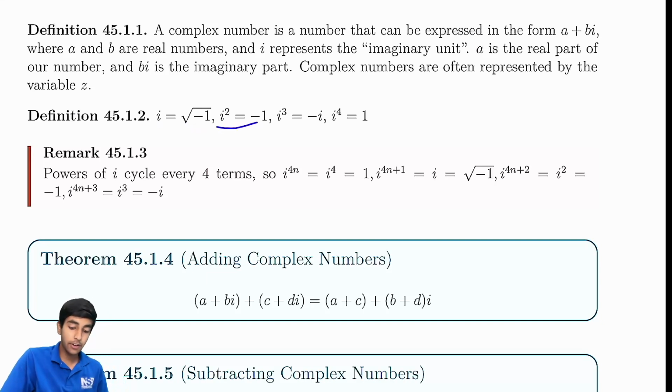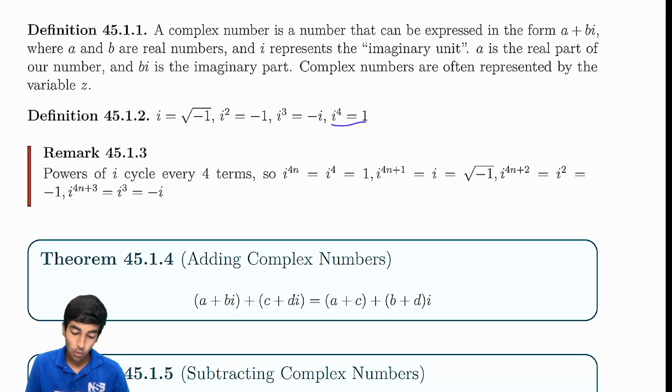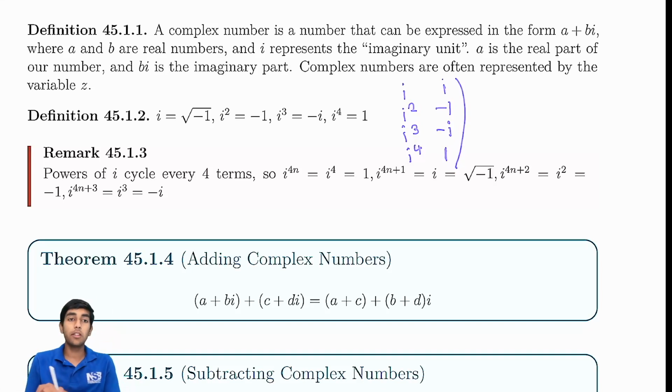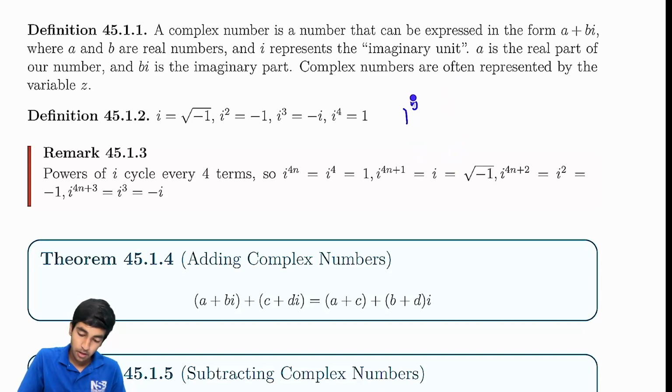i squared is -1. i cubed is -i. i to the fourth is 1. And it cycles every 4. i squared, i cubed, i fourth are just -1, -i, and 1. And this keeps cycling. So let's say you wanted to find i to the 57. It would be equal to i to the 1 because 57 and 1 differ by a multiple of 4.